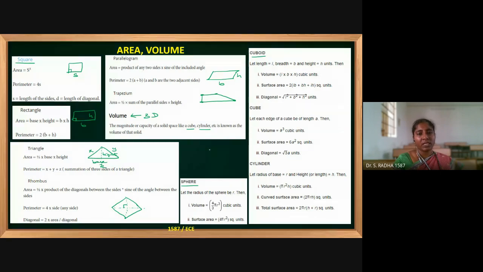So I missed out circle. Circle we know. We will have radius in the case of circle. And area is nothing but pi r square. Perimeter of the circle is 2 pi r.